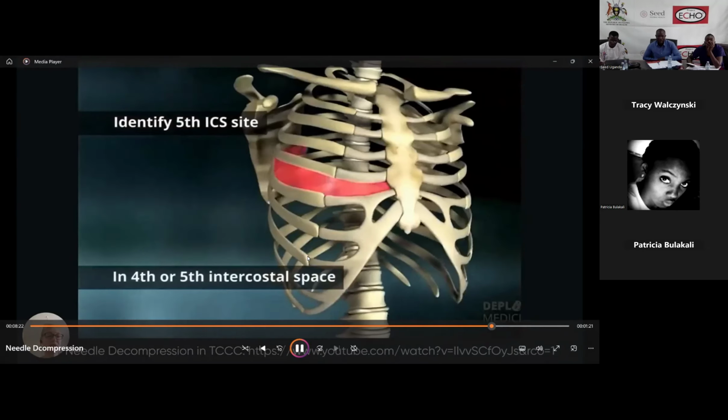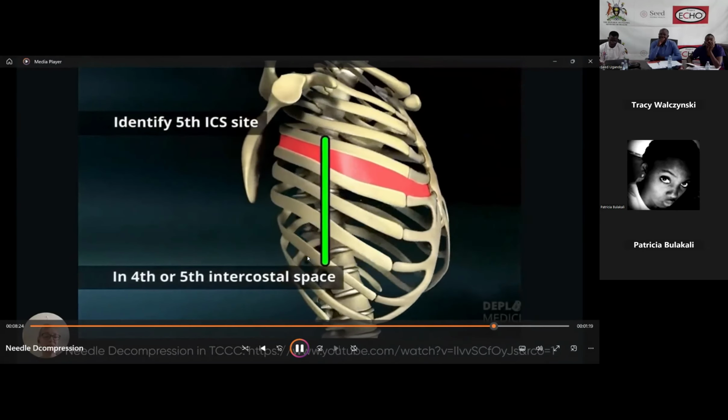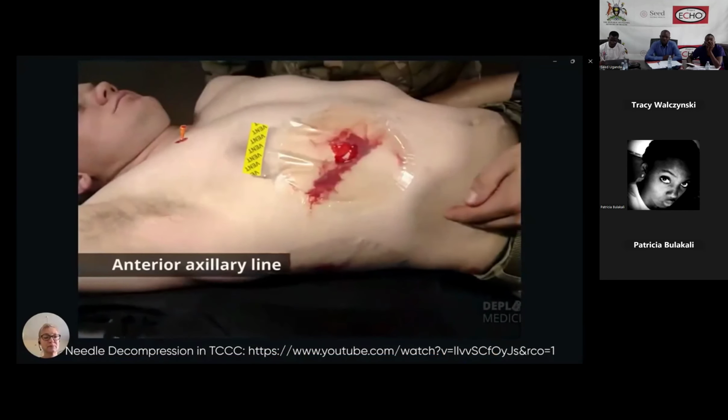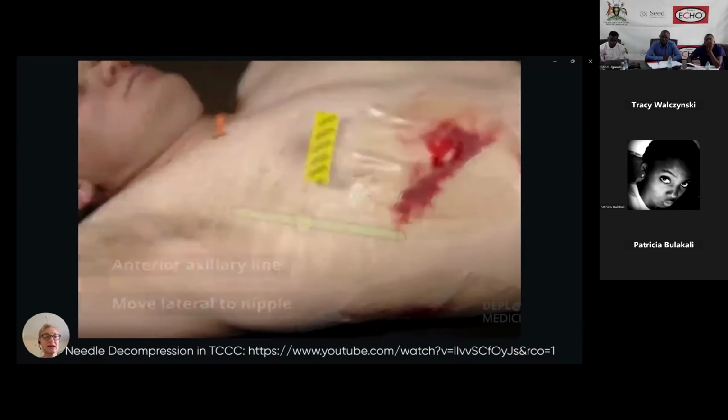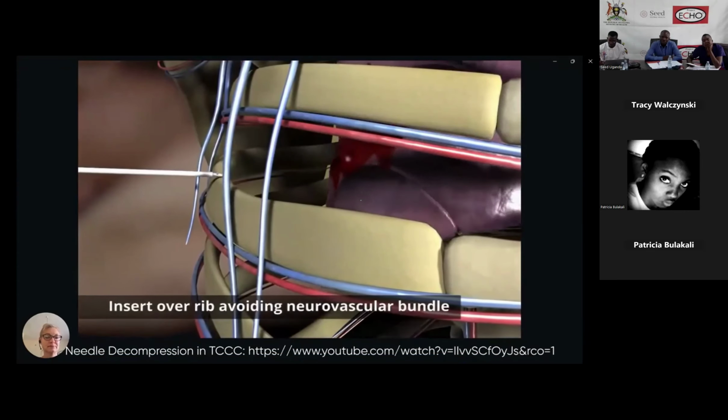This is a video that shows this same procedure. 4th or 5th intercostal space, anterior axillary line.